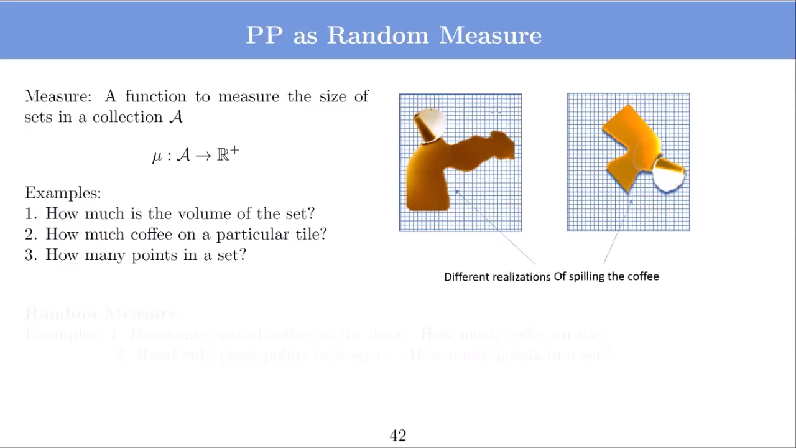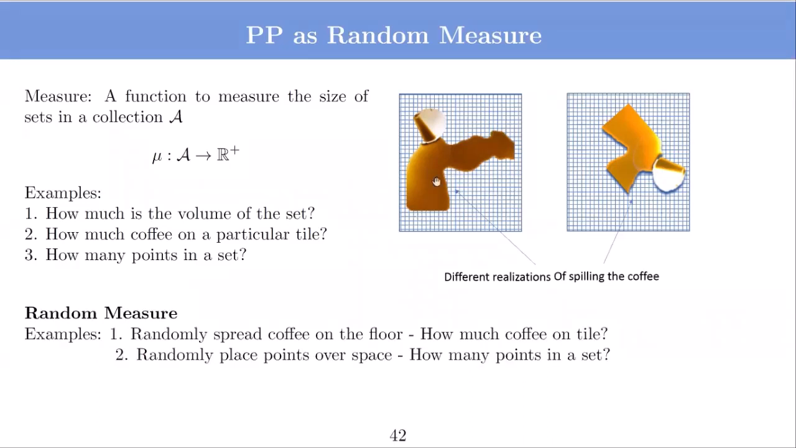Okay, so what can be one example of it? Suppose instead of having this deterministic coffee spill, every time I spill some coffee on these tiles, every realization will give me a different amount of coffee on each tile. And if I say the size of each tile is how much coffee it has, then every realization will give me a different value for the same tile. Okay, so the measure of each tile has changed. The whole measure function has changed. And this is a random measure because every time you do this experiment, you get a different measure function. Okay, and if you fix the tile, you get a different value.